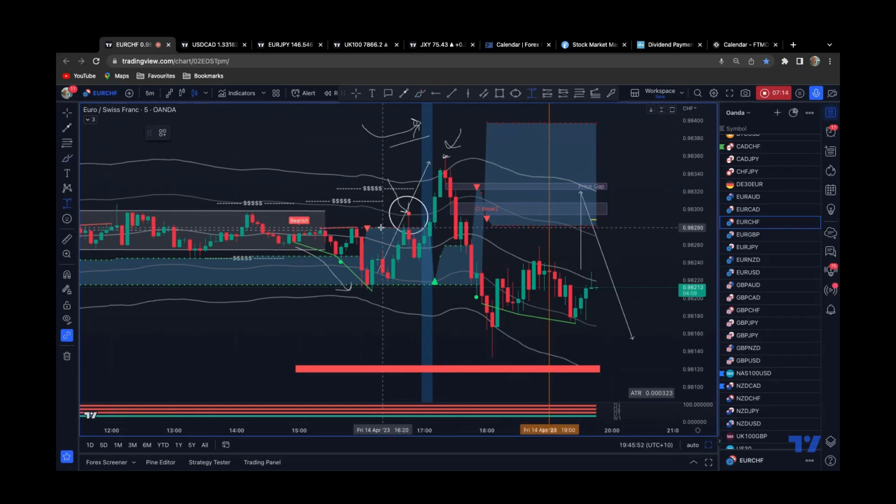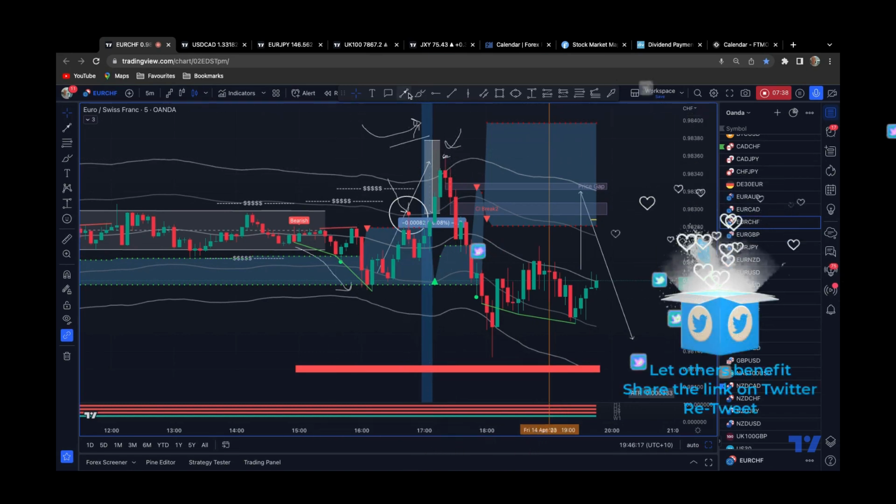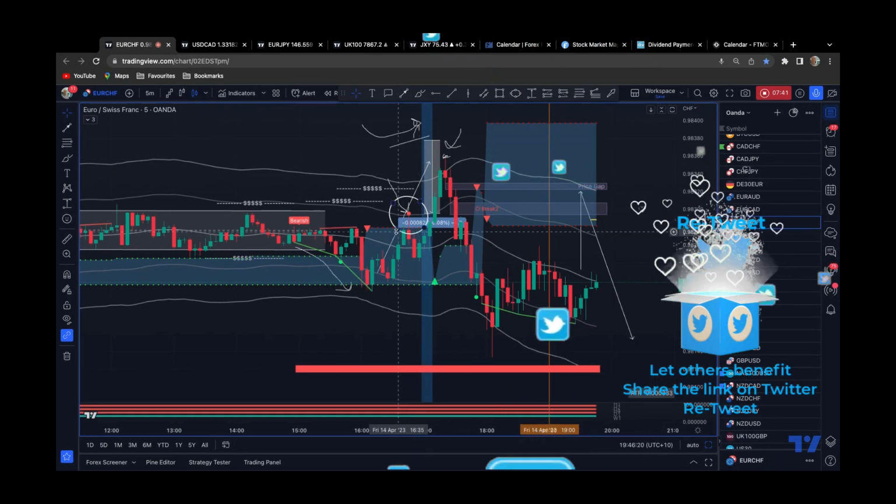What you want to do is have a look at the cloud, and we're going to measure the distance of the cloud plus a bit. That's generally going to be a pretty good stop loss. And you're going to go in at around the same level as the dot entry, and your stop loss is above, and we're well and truly clear. So that is the setup.